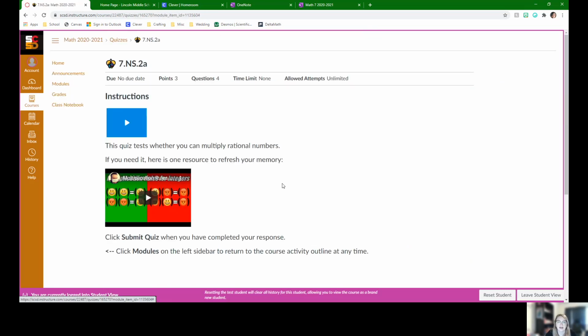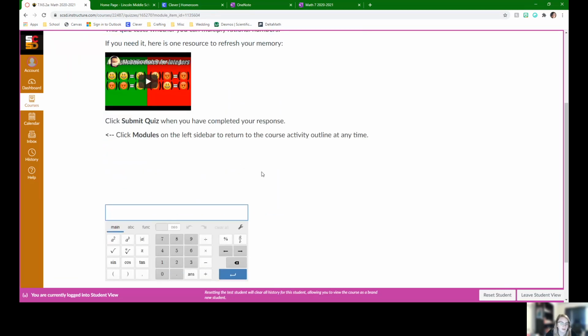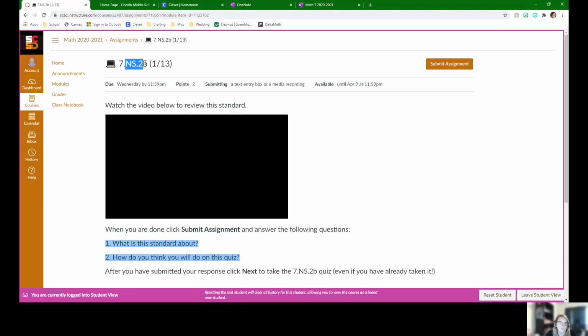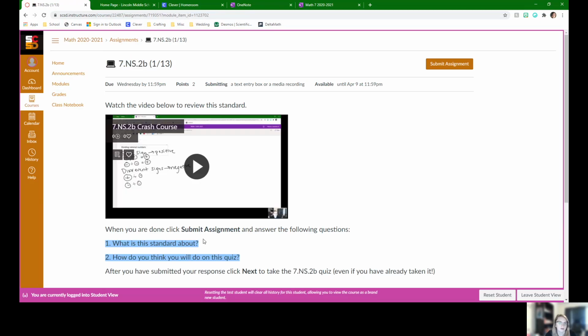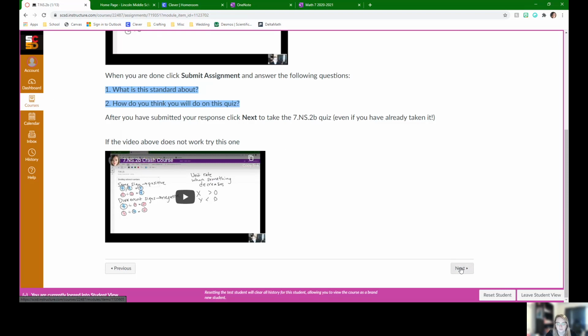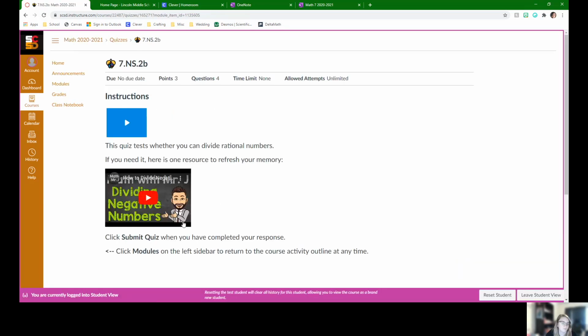Then they're going to click next and actually take the quiz to see how many they get right out of the 3. They click take the quiz and get started. Then they have the same thing for 7NS2B, just a different standard that we worked on before. They click submit assignment and answer the 2 questions: what is this about, and how do you think you'll do on the quiz? Then they can click next and take the quiz and see if what they got matches how they predicted they would do. And that's it for Wednesday.